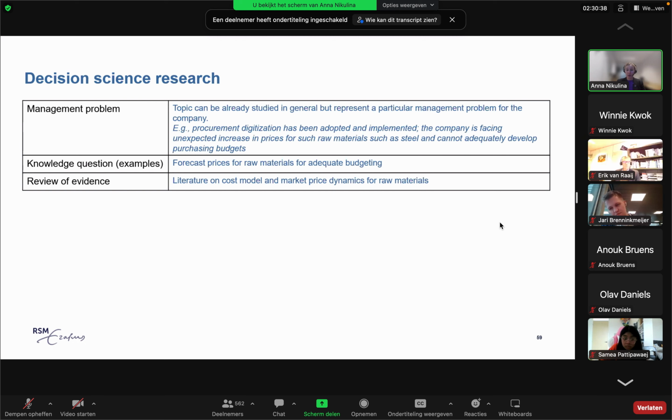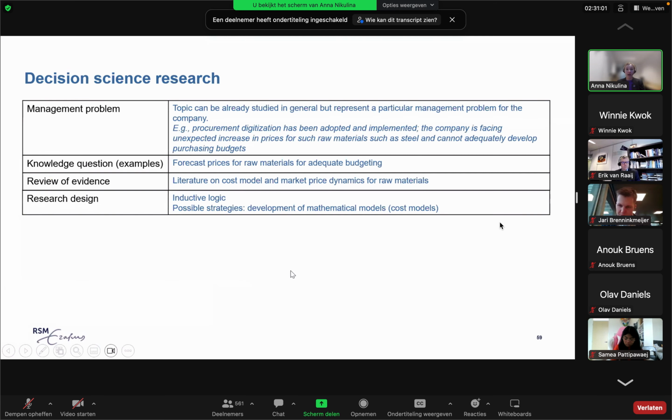Literature: you probably need some information about cost modeling, and this does not have to be very specific to the raw material industry. You just need the general knowledge on cost modeling. You need maybe some information, of course, on forecasting techniques. You need information on price dynamics for raw materials. So things like that, again, numbers. So quantification is really at the heart of decision science.